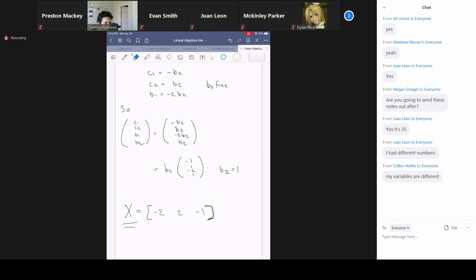Well, yeah. You can have different numbers because it's any. I picked this to be 1. So if I picked it to be 2, you can have a different set of numbers. I don't know what you did at the end.